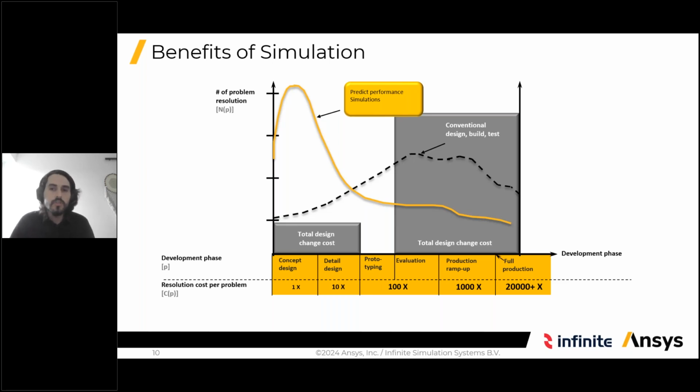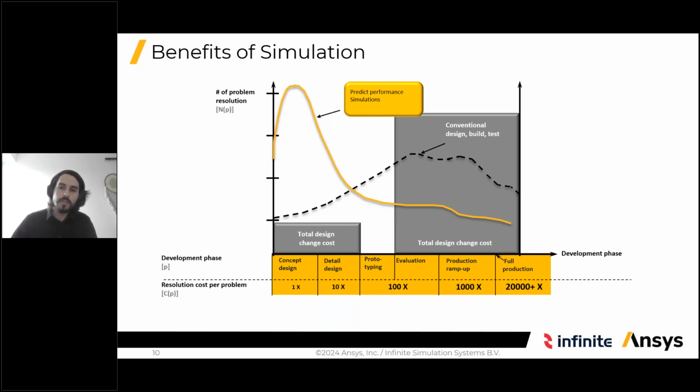Working with simulation tools early in the design process, engineers can predict issues and work on solutions or changes very quickly without the need of physical testing. This also weeds out problems that might occur very late in the development, which would be detrimental in costs.